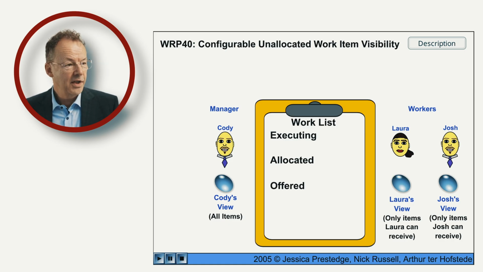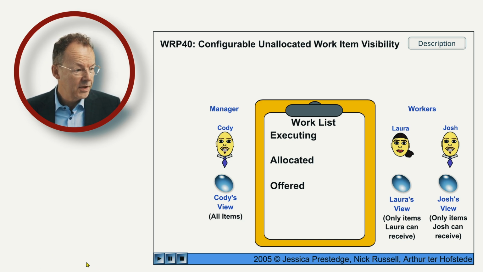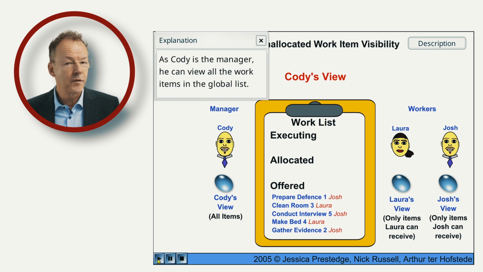So here's the flash animation for configurable unallocated work item visibility. We start the animation and we can first see Cody's view. Cody is the manager and he can see all the work items in the global list. So he can see prepare defense, clean room, conduct interview, make bed and gather evidence. And these are work items that are offered either to Laura or Josh.